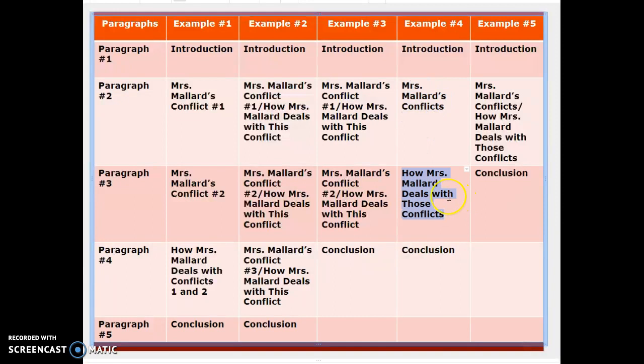The final example would be to, again, start with an introduction and end with a conclusion, and then have one large body paragraph that discusses both the conflicts that Miss Mallard experiences and how she deals with those conflicts. Again, if you choose this option, you want to be very, very careful with your organization. This is an option. You can absolutely choose it, but you want to be sure that if you choose this option, you're very organized so that your readers can follow along.